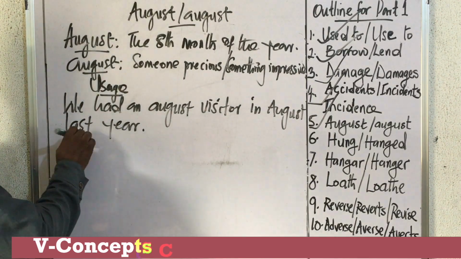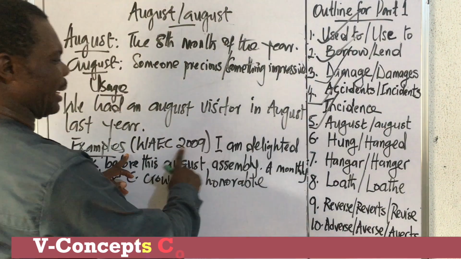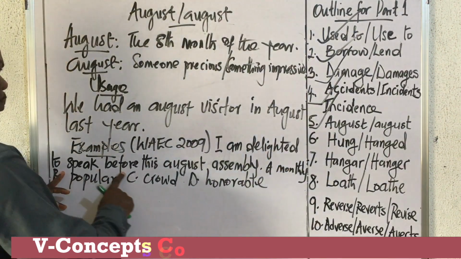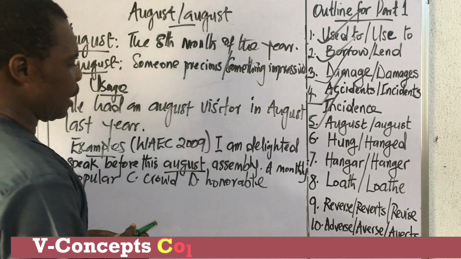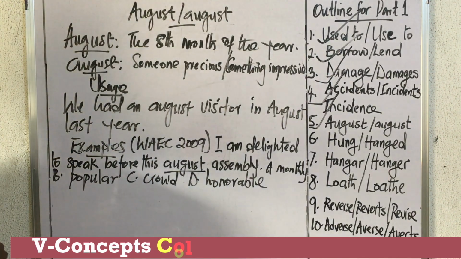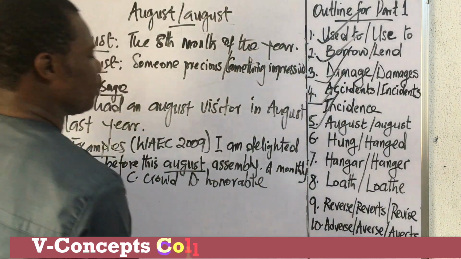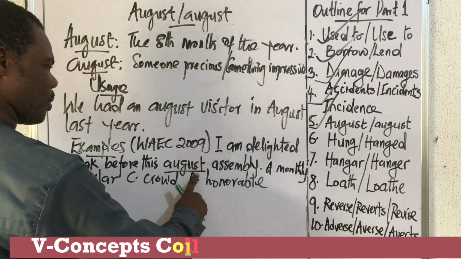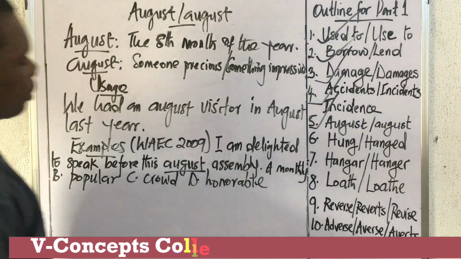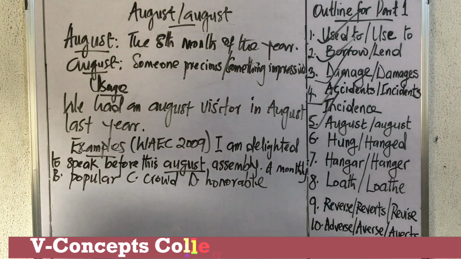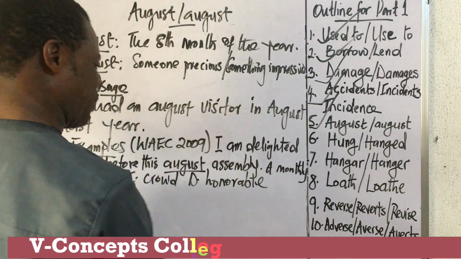Let's have an example from past questions. 2009: I am delighted to speak before this august assembly. Now we are being asked to pick a synonym for the word august. Is august monthly, assembly, popular, crowd, or honorable? Like we have explained, august is someone precious, something impressive.